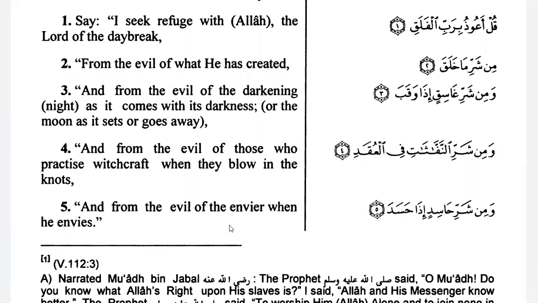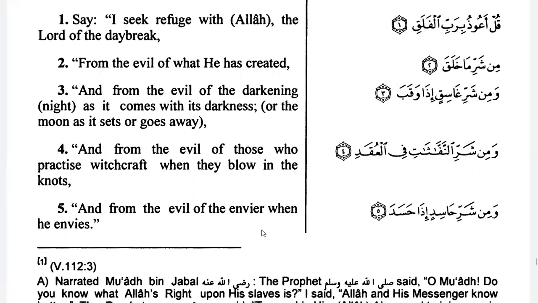So imagine we won a match, right? And then that person wants to win, and he's jealous that we won. So he used something evil to defeat you in the match, or to cause you some problem. So that is called envy, that is called jealousy. So we are asking Allah to protect us from the jealousy of a jealous person. Okay.